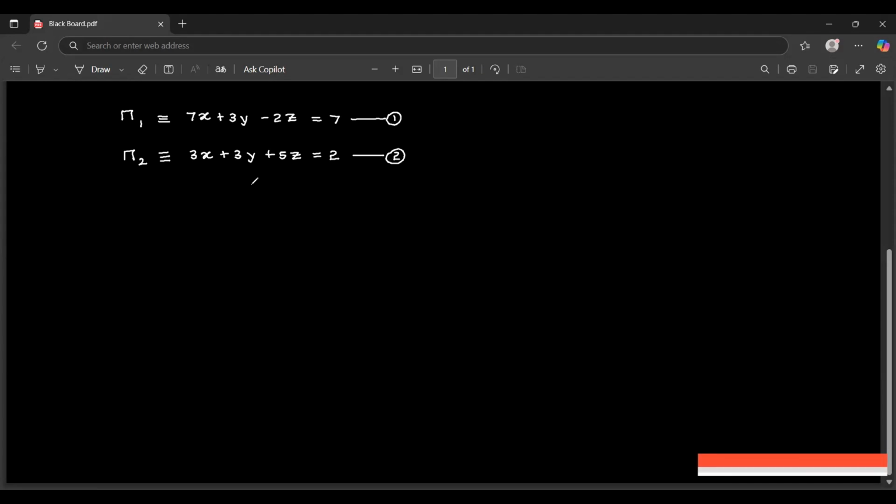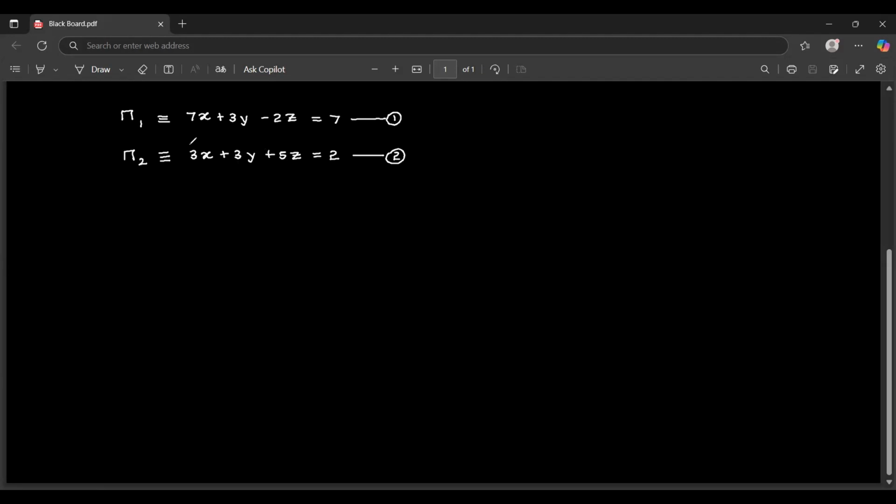First of all, choose which variable you are going to select as the parametric value. Here we have 7x and 3x. Here we have 3y and 3y. So definitely not y, because in the next step we will have to solve as a simultaneous equation, so 3y and 3y is perfect for us. And we have minus 2z and 5z. Since 3y and 3y are there, I think we can go for x as the parametric value, because minus 2z and 5z will give us a specific value.